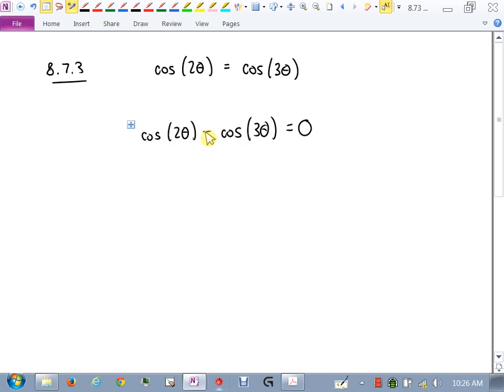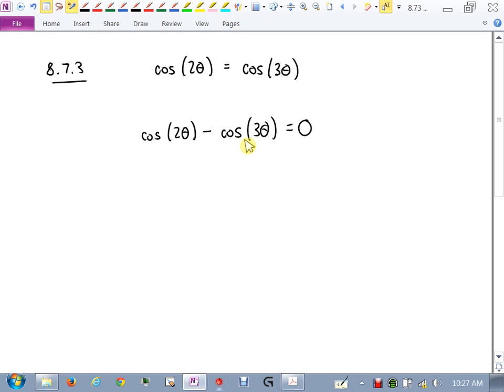Right now I cannot set each of these to 0 because there's not multiplication between them. But if I can turn this sum, even though it's subtraction, it's still considered a sum, into a product, I can then set each factor to 0. So do we have a formula that does that?